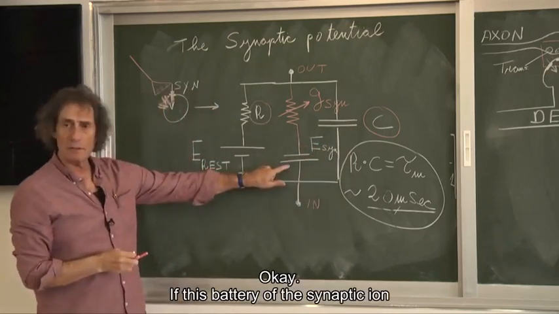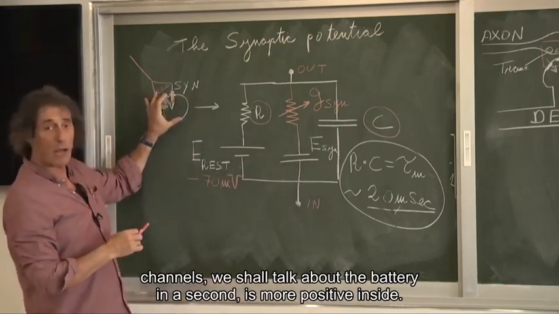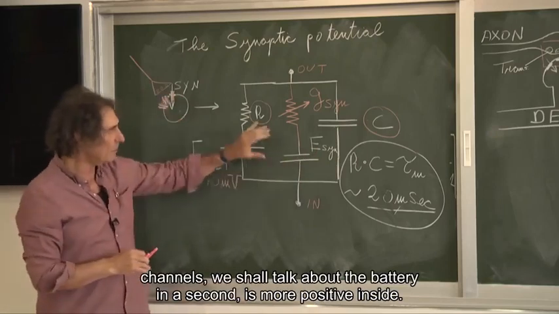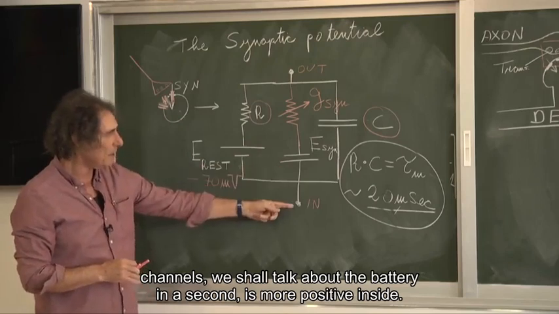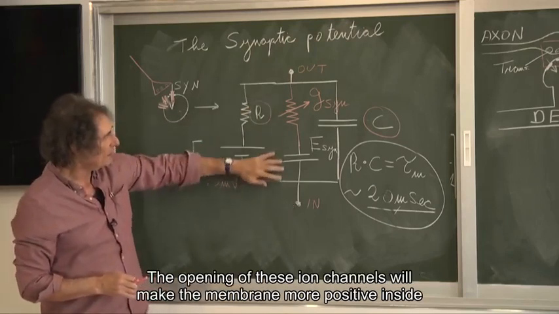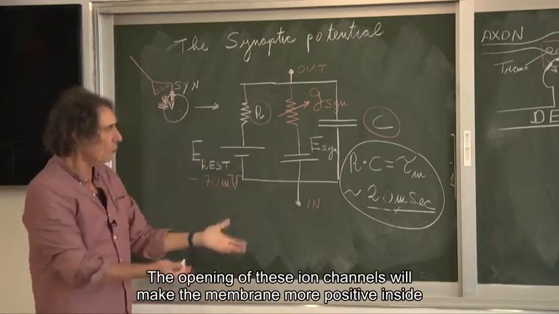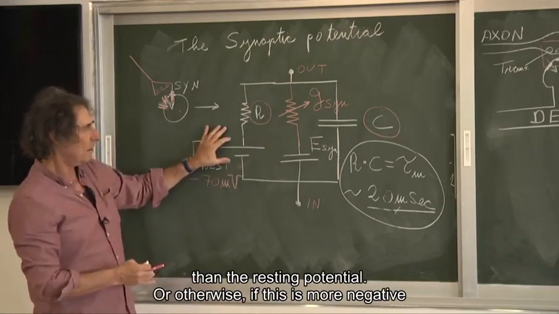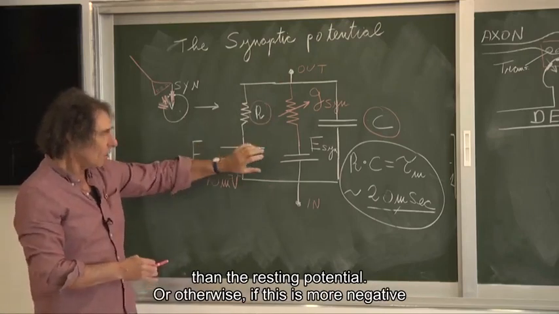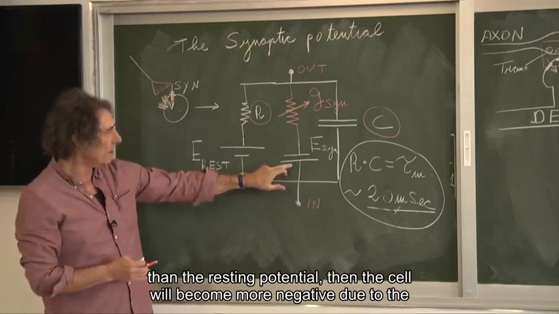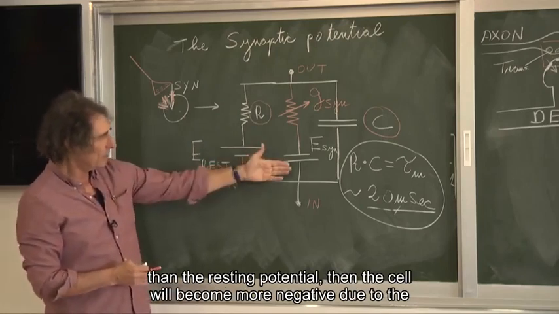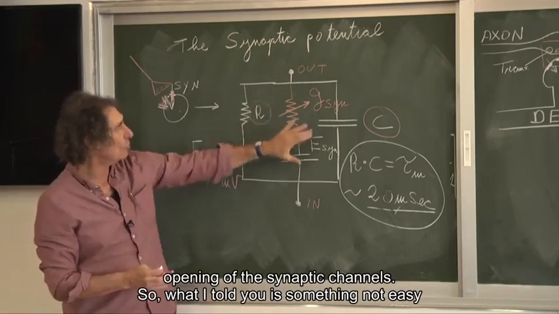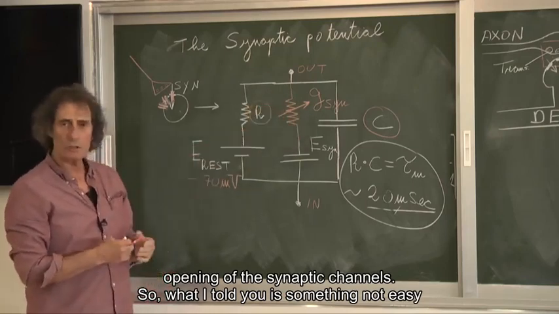Okay, if this battery of the synaptic ion channels, we shall talk about the battery in a second, is more positive inside, the opening of these ion channels will make the membrane more positive inside than the resting potential. Or otherwise, if this is more negative than the resting potential, then the cell will become more negative due to the opening of the synaptic channels.